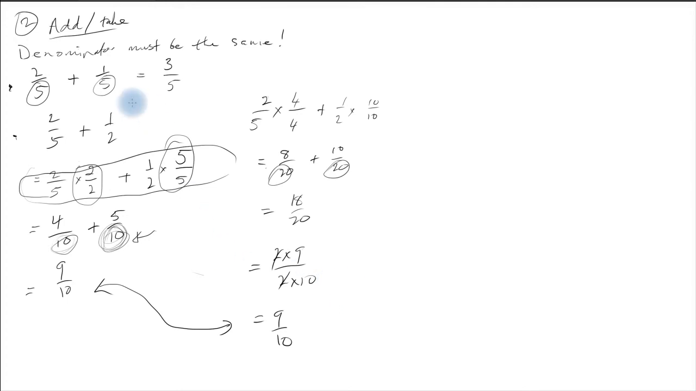Now, taking away is exactly the same. If this addition sign had been a minus sign all along, then this would have just been a minus sign, that would have been a minus sign, it would have been 4 take away 5, which would have been minus 1. Okay, so there's no change to our procedure, it's just a minus instead of a plus.